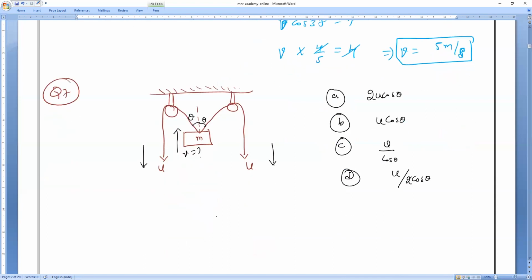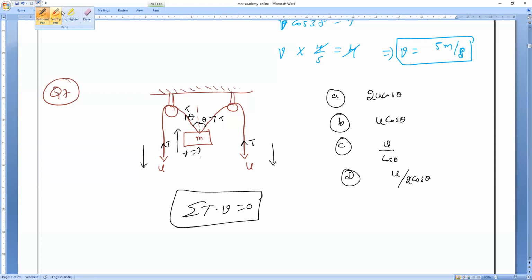We have to find velocity. So what will we use? Summation of T into V is equal to 0. First mention the tension. Can you tell me how the tension is acting here? Here tension is acting upward. Here also tension is acting upward. And here also tension is acting away from it. Am I right, guys? Clear? Yes, sir.